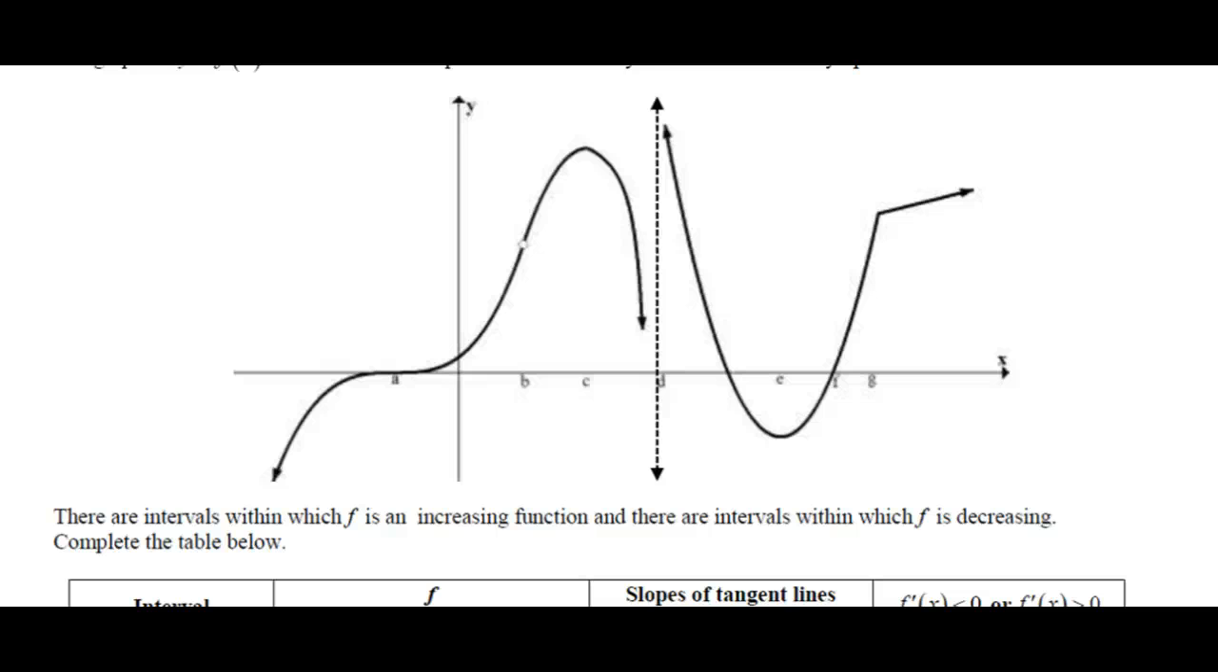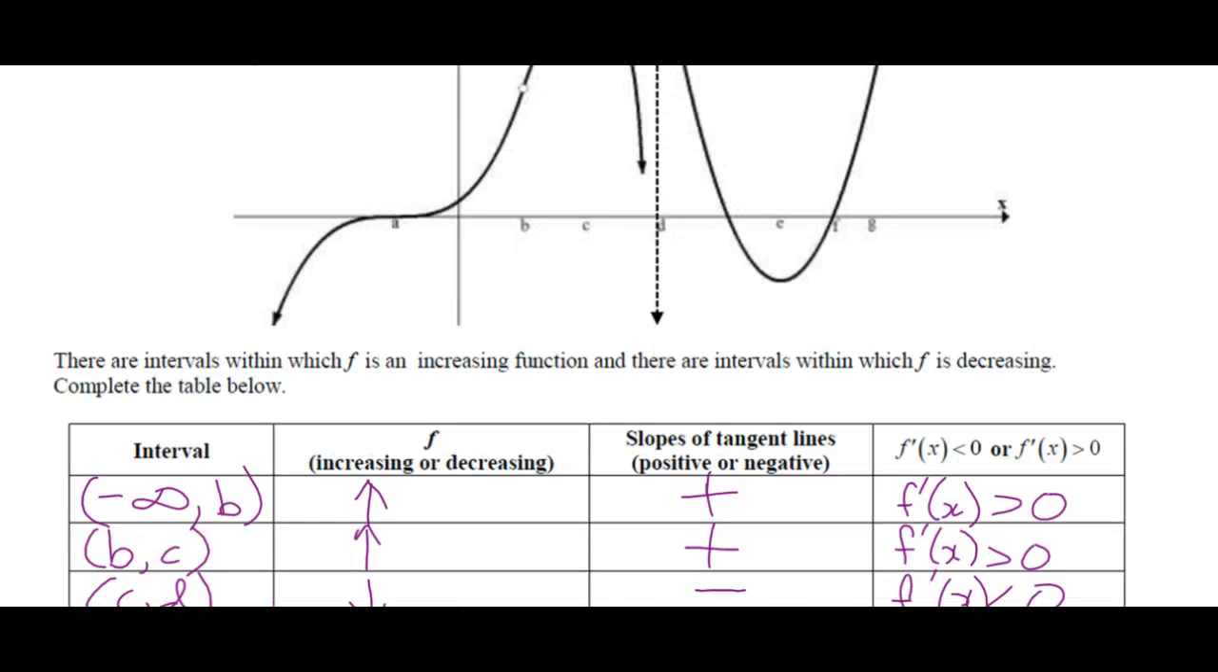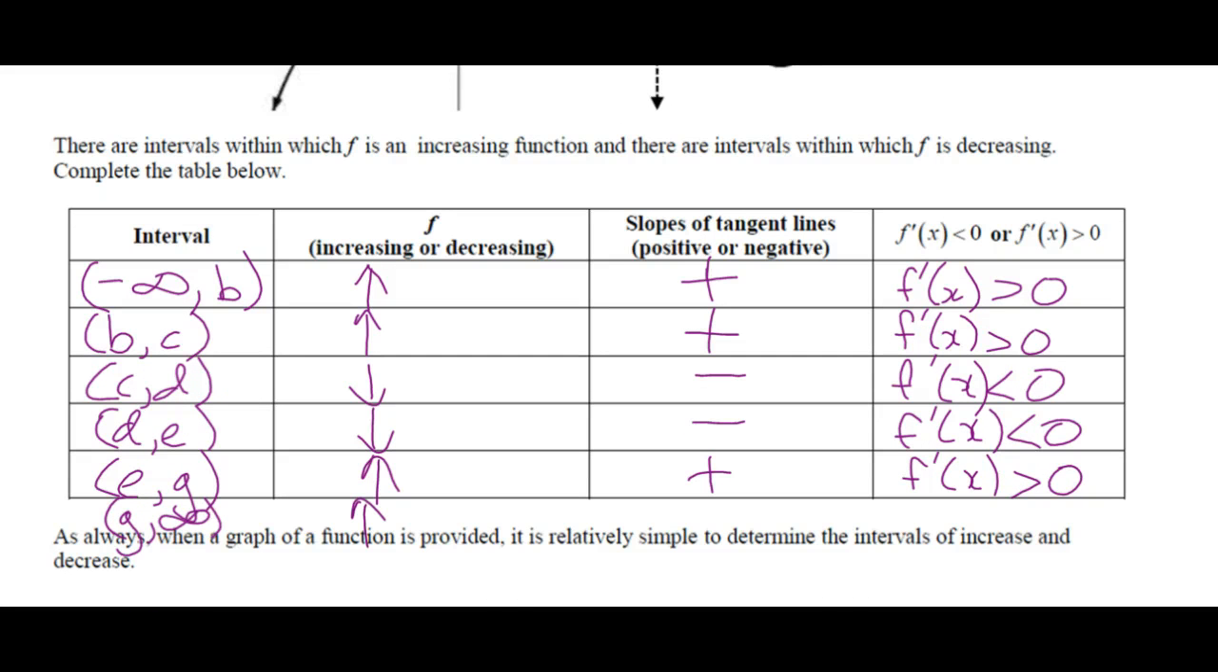So we've got to say in the interval from e to g, not including g nor e. So from e to g, it is a vertical line upon which I shall put an arrow increasing, which means that the tangent line has a slope, which is? And f prime of x is? Okay, and then from g to infinity, what's happening? It increases. It's positive, and f prime of x is greater than 0. Perfect.